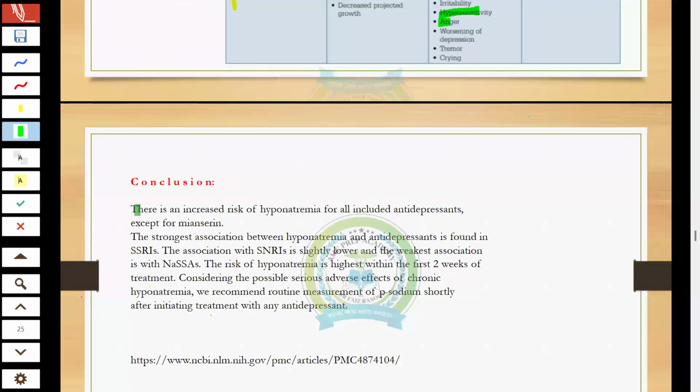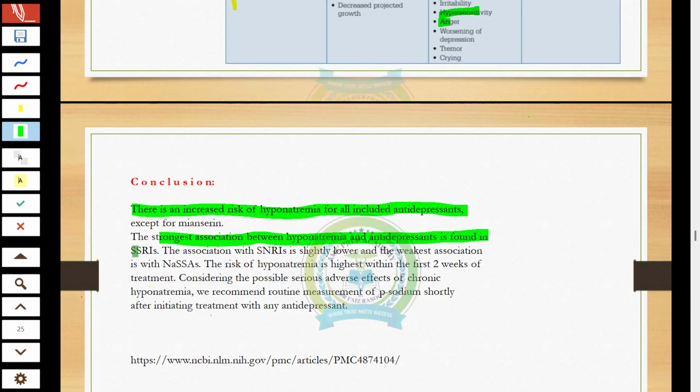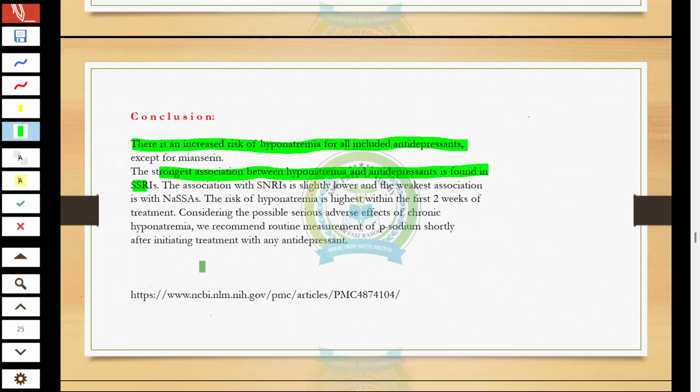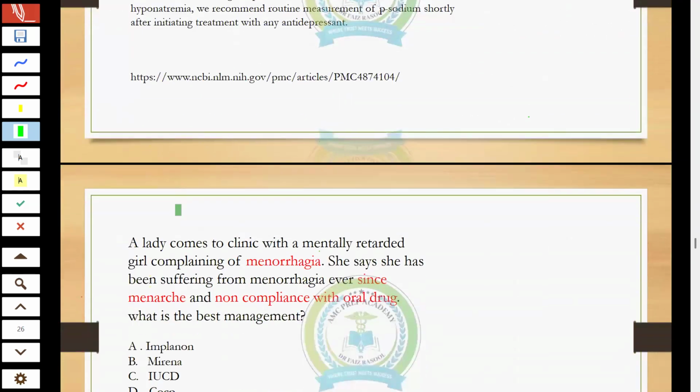So conclusion, this increases the risk of hyponatremia for all, including antidepressants. So it will lead to hyponatremia as well. There is a strong association between hyponatremia and antidepressants found in the SSRI. So never go with this combination. So these are the references as well.